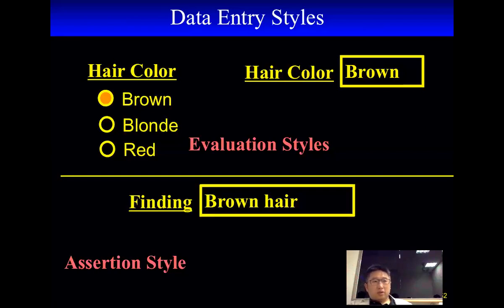So the first one is very much for when you do the data input. The evaluation style is straightforward. The data inputter just needs to say yes or no. The thinking process is much more straightforward. But with the assertion style, you need to think about what it asks me to observe, then I need to come up with the data value. So another problem is the report value.